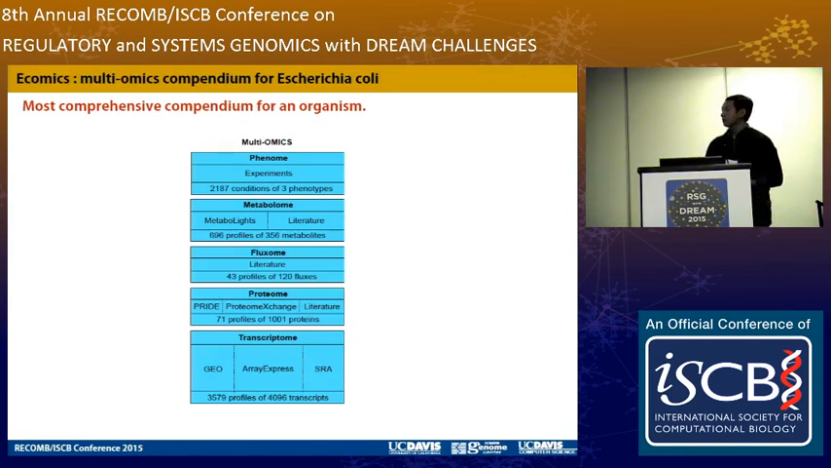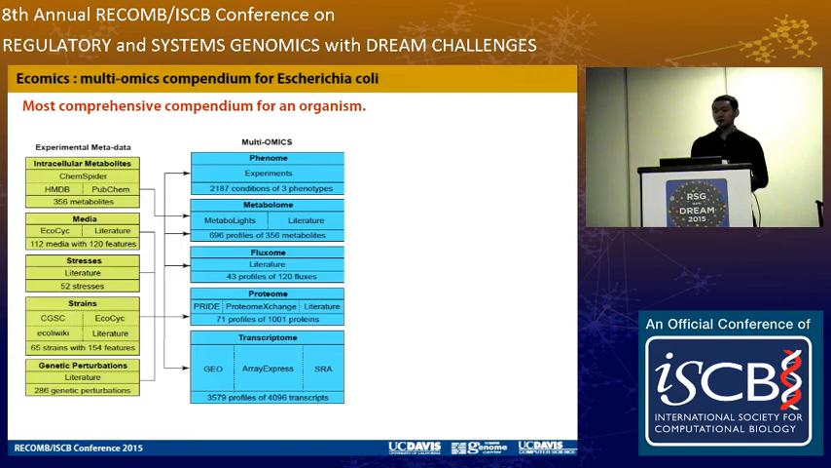So here we have built a multi-omics, metadata-annotated compendium for E. coli that ranges from transcriptome, proteome, fluxome, metabolome, as well as phenome. And we also made a tremendous effort to characterize each condition of those profiles.